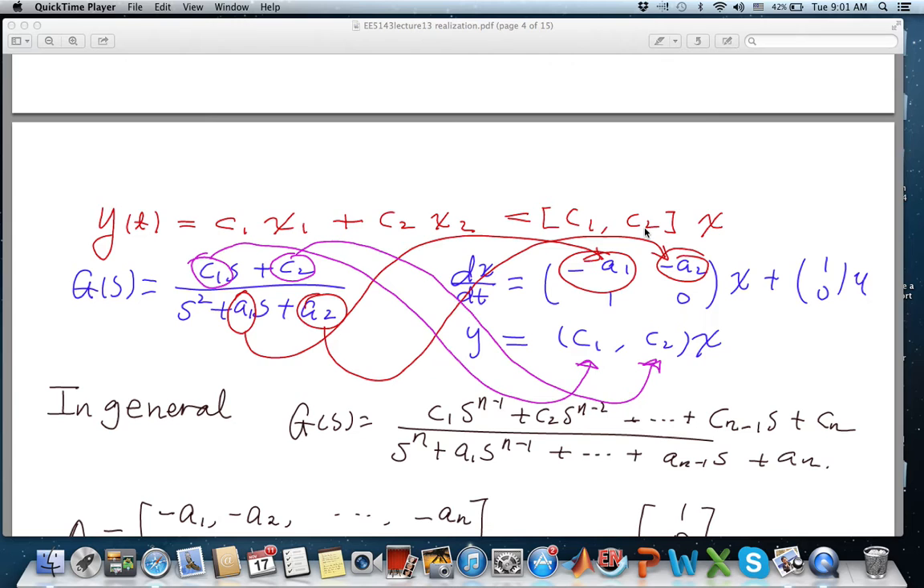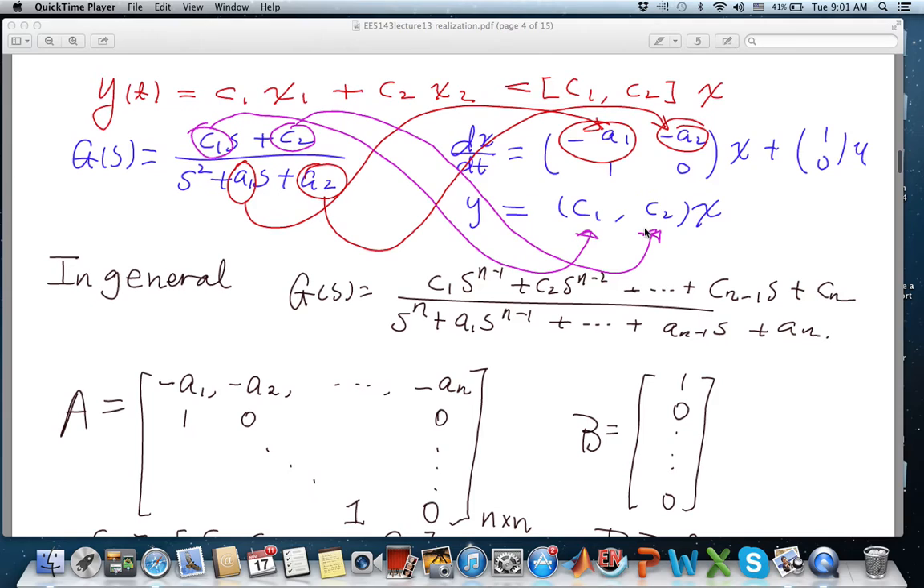Okay, and then let's have an illustration of where the parameters go from the transfer function to the state space representation. We can see for the denominator a1, a2, they map to this A matrix, where it's negative a1, negative a2, and then you have 1, 0 in the second row. And the C matrix is mapped to the output as c1, c2, where c1 is the parameter here, c2 is here.